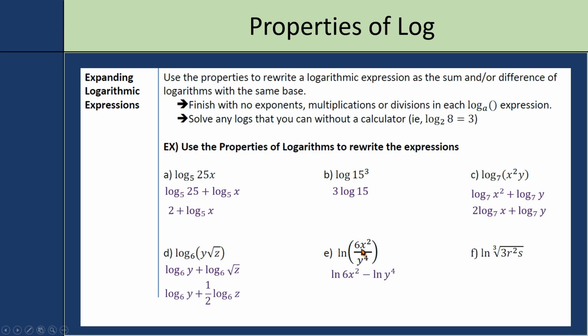This thing here, because it's division, the top is positive, the bottom is negative. And then you split this out some more: ln of 6 plus ln of x squared minus ln of y to the fourth. And then move the exponent off to the front. So ln of 6 plus 2 times ln of x minus 4 times ln of y. Here, cube root is now an exponent of 1/3. So I moved the 1/3 to the front and ln of these guys, and I split these guys out like that. And then r squared is 2 times ln r plus ln s.